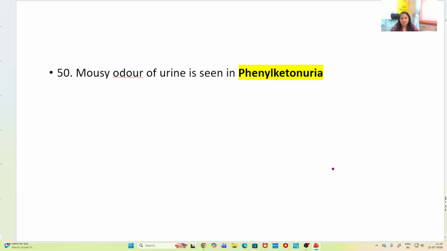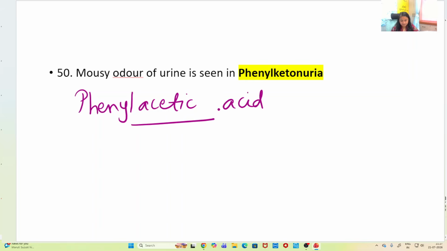Mousy odor of the urine is seen in phenylketonuria, and it is because of accumulation and excretion in the urine of phenylacetic acid. There is impaired metabolism or improper breakdown of phenylalanine. And the product that is formed, the phenylacetic acid, causes the mousy odor of the urine.